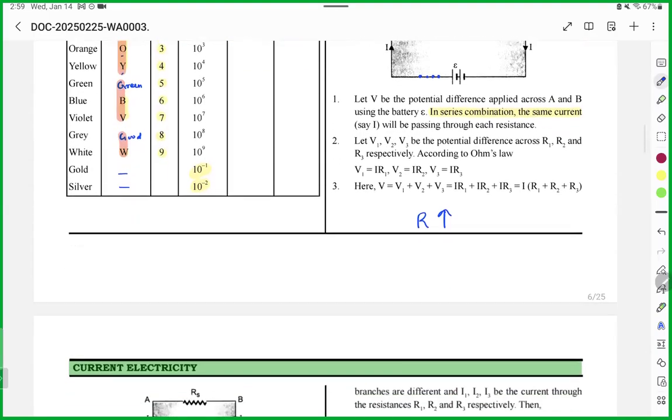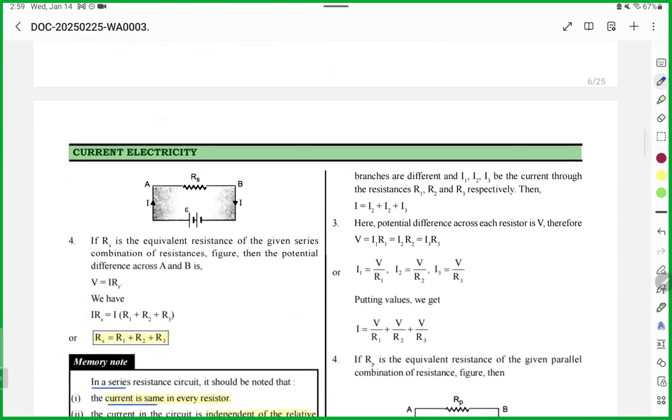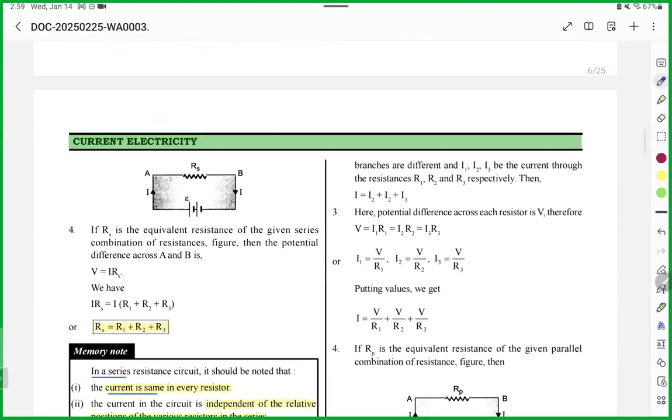What will be the total potential? Total potential will be the addition of all the potentials across the resistors. V will be IR1, IR2, IR3. I is common. V will be equal to I times R equivalent. So I will be common, cancel out, and in series it will be simple addition.